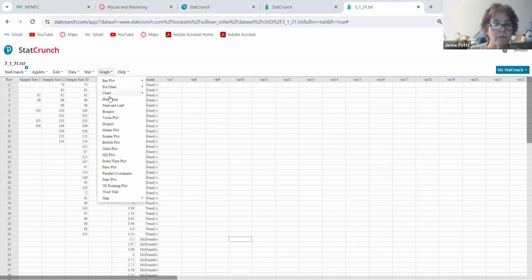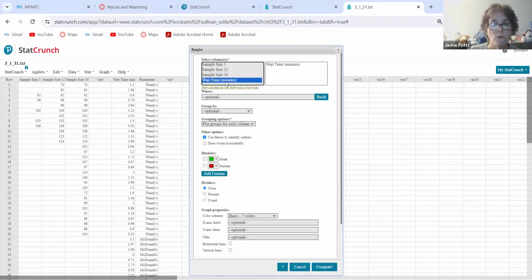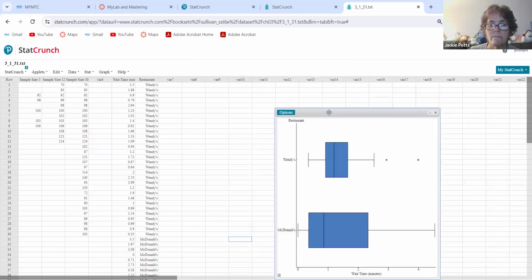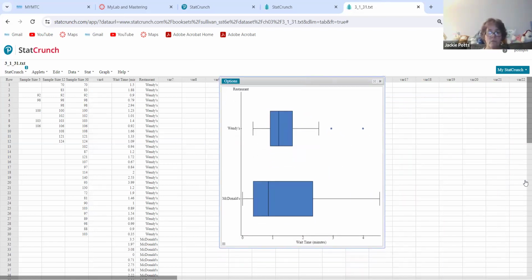All right, so doing a box plot for a comparison. It's still the graph box plot. This time I'm going to do the wait times. Remember the group by? I'm going to group by restaurant. I still like my horizontal. Now look at it. With the Wendy's, we have two outliers. Where McDonald's, there's no outliers.